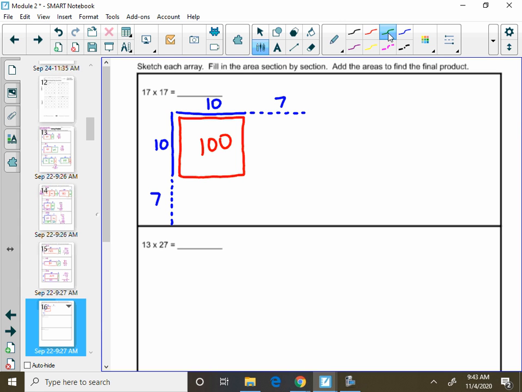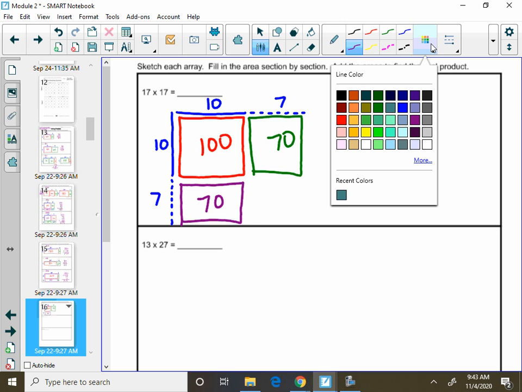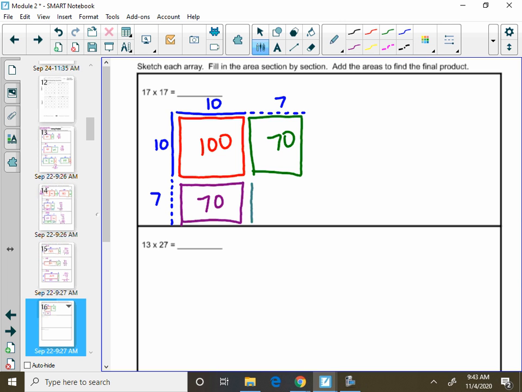Good. 10 times 7 is 70. Another 10 times 7, or 7 times 10, is 70. And if kids forget anything, it's often that bottom last corner. And this one is 7 by 7, which is 49.